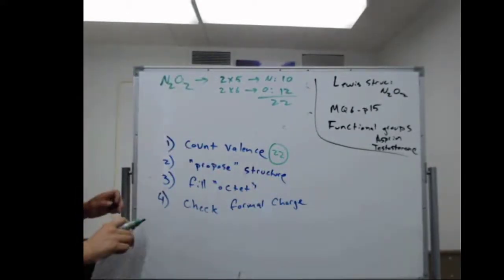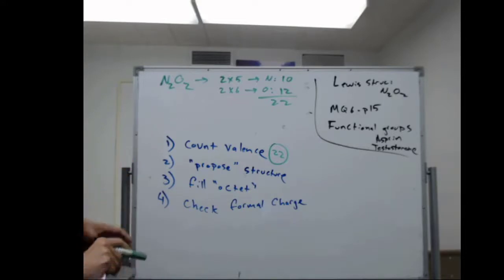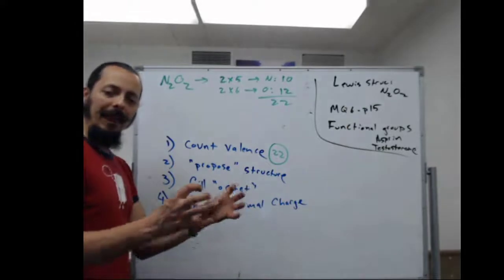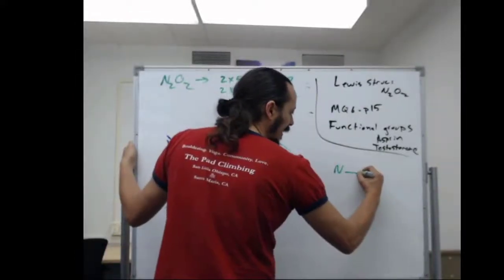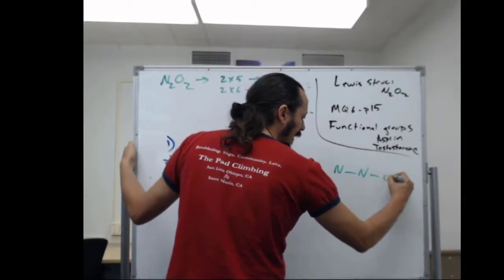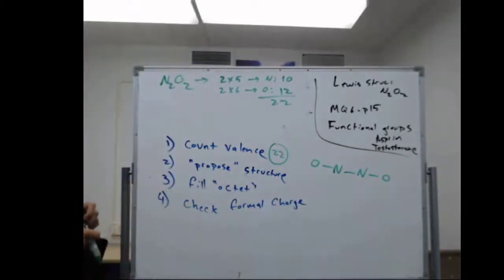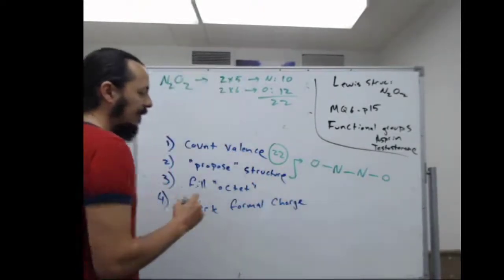That's going to be my count of electrons that I have to distribute around my structure. Then proposing the structure, we're going to use the same idea we had before. Less electronegative elements go in the middle. More electronegative elements go around the outside. So we end up with the same kind of base structure. That's the proposed skeleton structure.